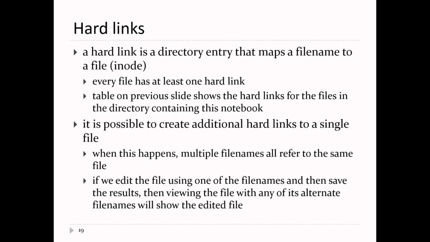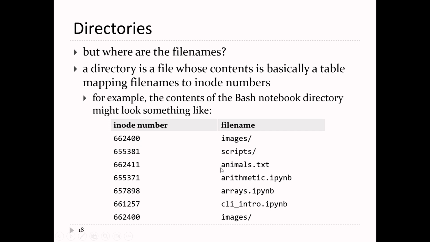Now it's possible to create additional hard links to a single file. So I can make a second hard link or a third hard link to the same file. What I mean by that is I can create another file name. So instead of animals.txt, I can create another entry in this table, maybe call it big A animals.txt, and I can make that file name point to that same inode. So I can now have two file names that map to the same file, or to the same inode.